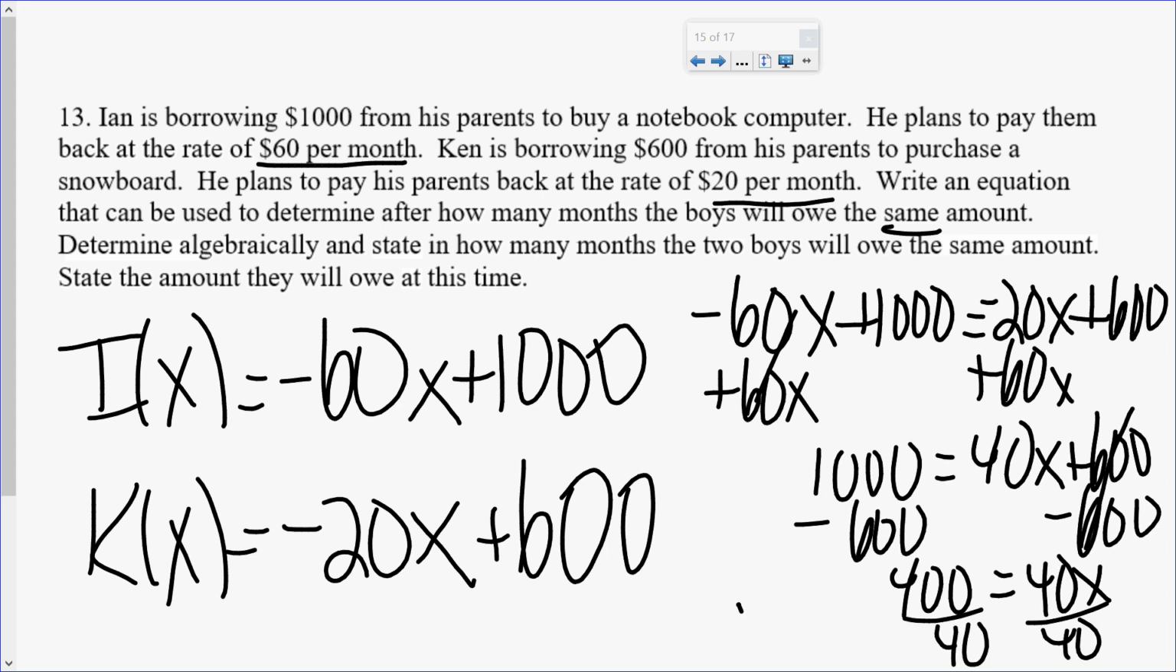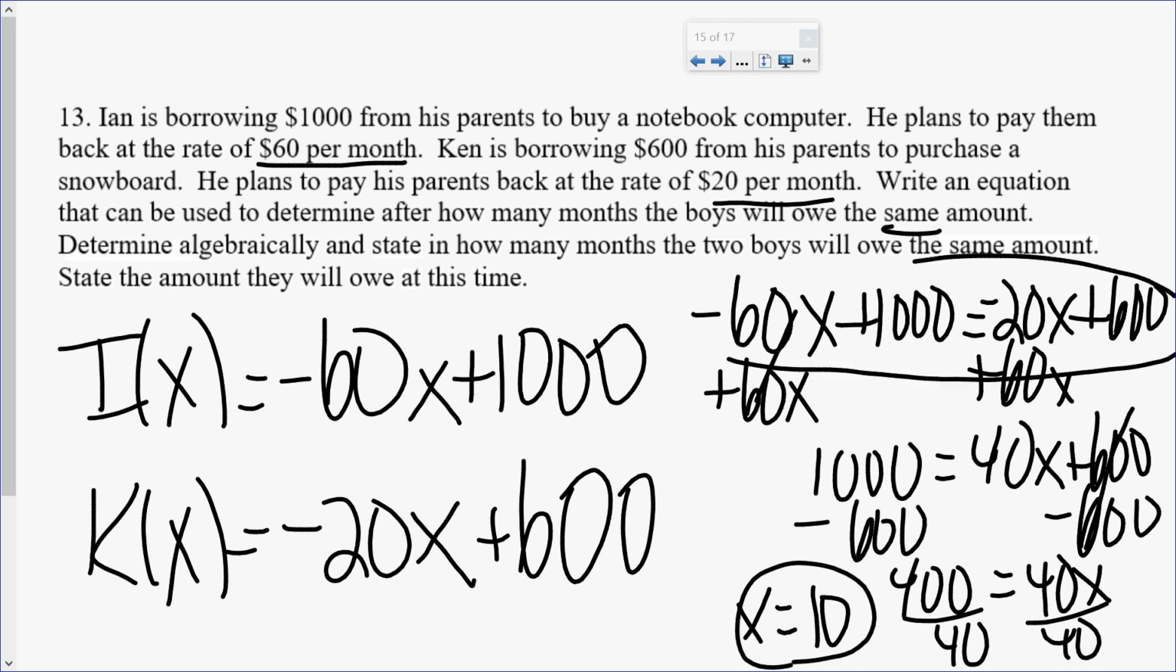I finish my algebra. I get x equals 10. So write an equation that could be used to determine how many months. Here's my equation. Then it says determine algebraically and state in how many months the two boys will owe the same amount, 10. And then it says state the amount that they will owe at this time.